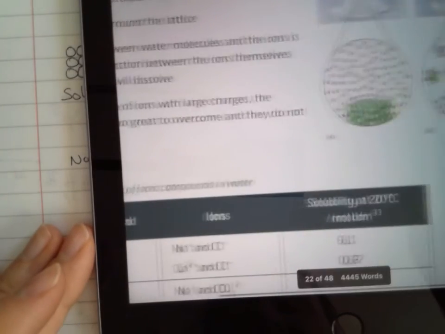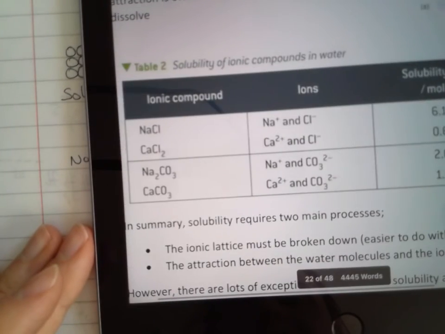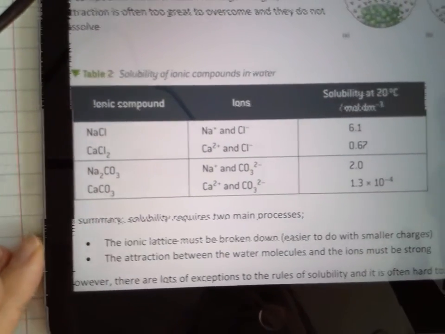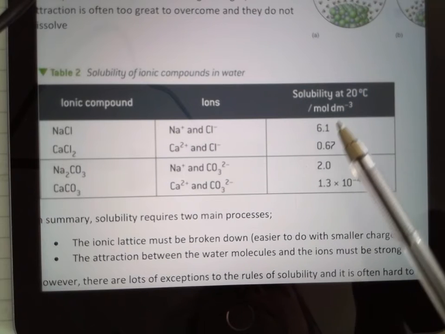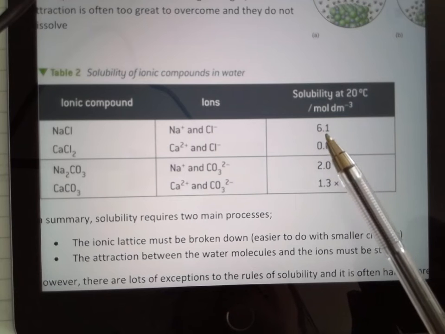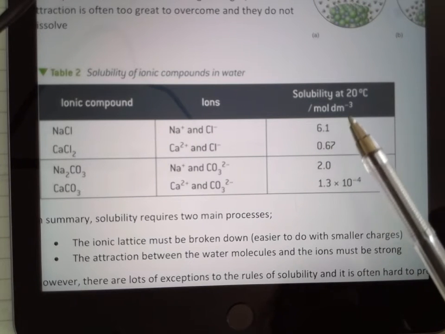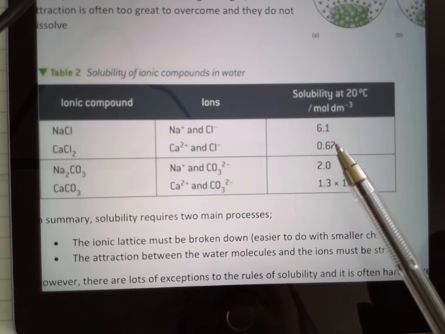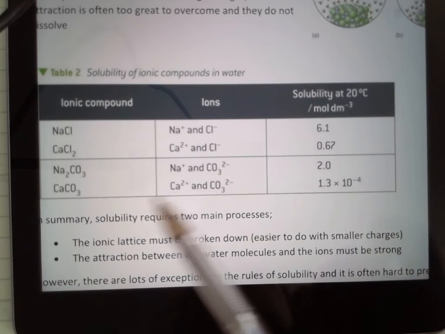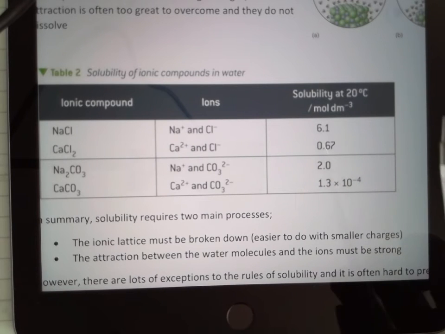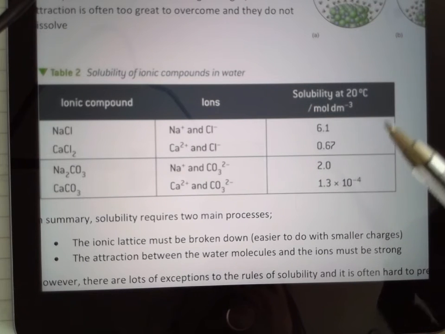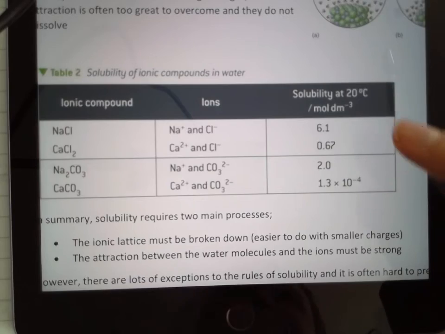If we look at this table, we see the solubility of some different ionic compounds. You'll see that sodium chloride has a solubility of 6.1 moles that will dissolve per litre. If we go to calcium chloride, it's less soluble. And if you look at sodium carbonate, it's more soluble than calcium chloride. And then you've got calcium carbonate, which is less soluble again. So some ionic compounds will dissolve quite well, others will not dissolve quite as easily.